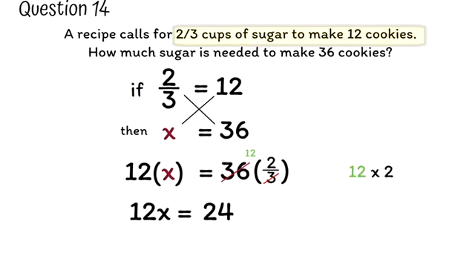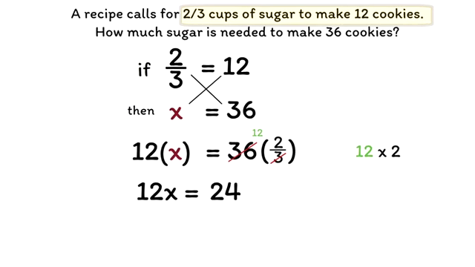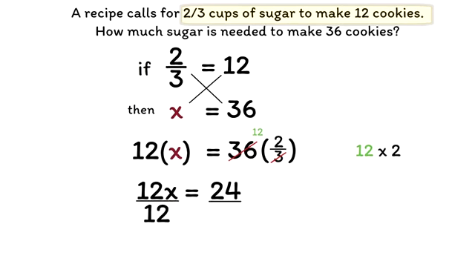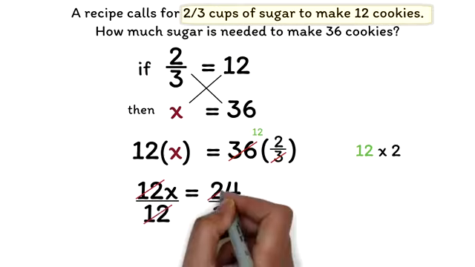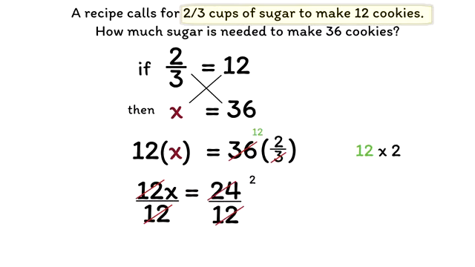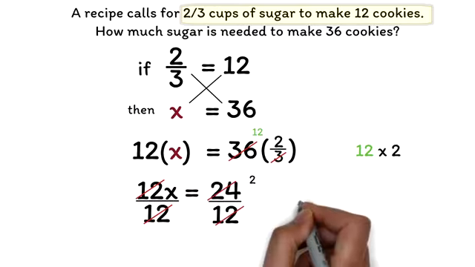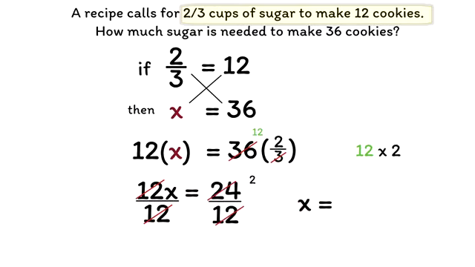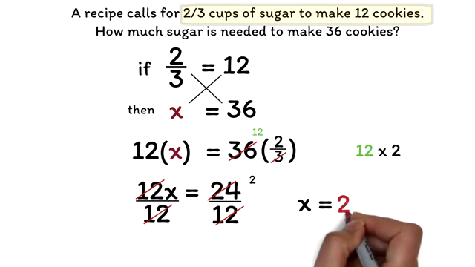Now to find x, divide both sides of the equation by the coefficient of x, which is 12. 12 will cancel 12 at the left side of the equation. 24 divided by 12 is 2. Therefore, x, which is the cups of sugar needed to make 36 cookies, is 2.